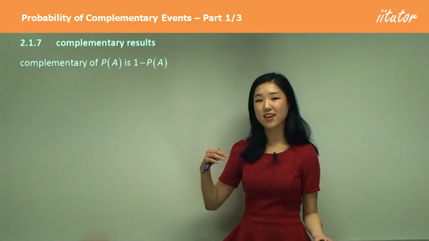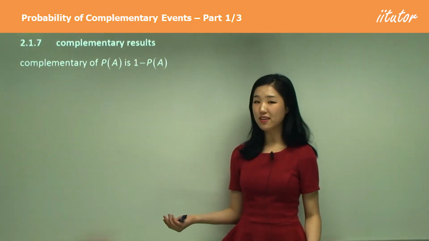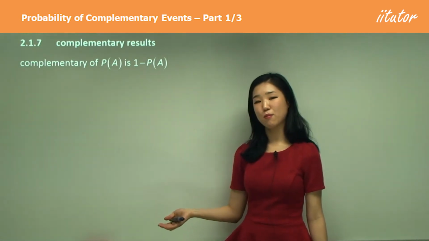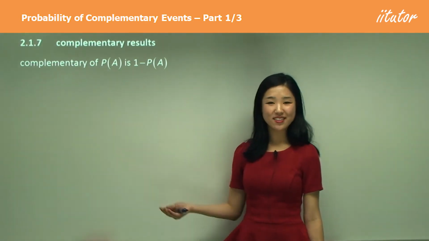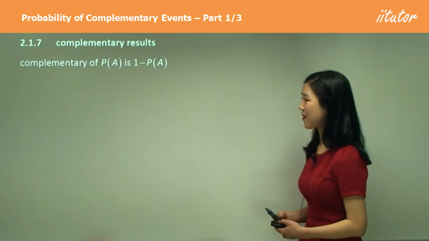So see how dying and surviving are complementary events because they're opposite of each other? To get one or the other, we subtract from 1 that particular probability. So do you get the idea? That's what we're going to be using for the next few questions. So let's try the questions.